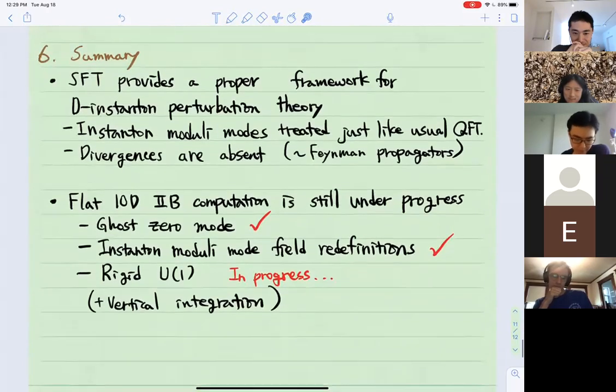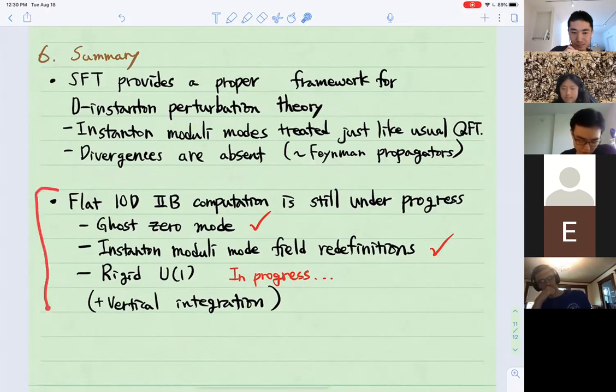Okay, let me just summarize. I hope that I conveyed the message that string field theory provides the proper framework for D-instanton perturbation theory. At least for now, I don't know of any other alternative approach which is rigorous and consistent. So for example, instanton moduli modes, as we've just seen, are treated just like in usual QFT. And also divergences are absent. And we also saw the issue with the gauge choice and so on.